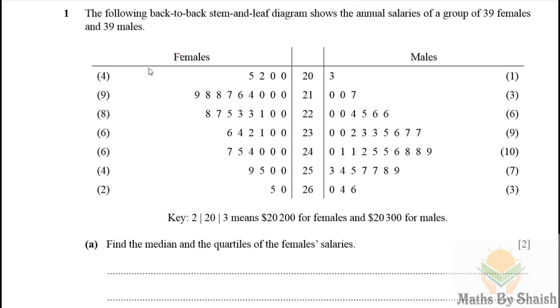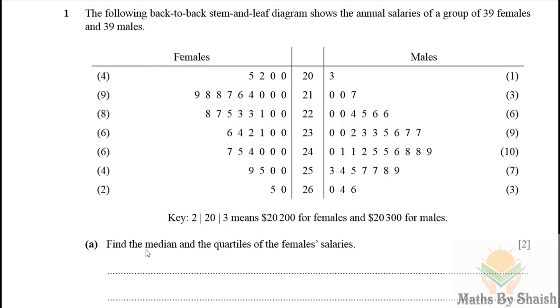The following back-to-back stem and leaf diagram shows the annual salaries of a group of 39 females and 39 males. The key is 2|2|3 means $20,200 for the female and $20,300 for the males. So the first part is to find the median and quartiles of the female salaries.